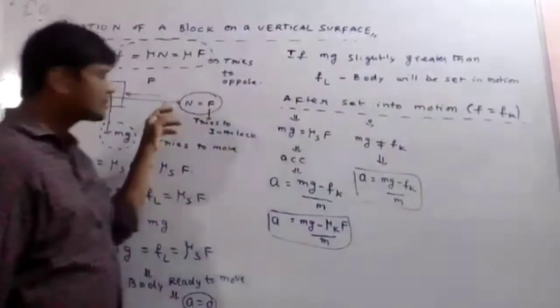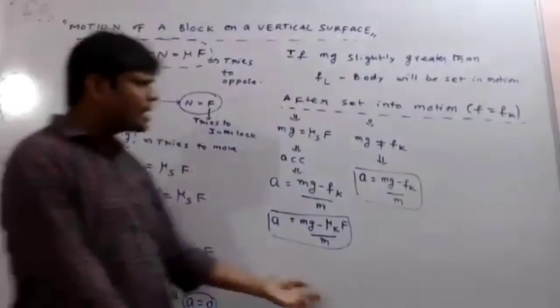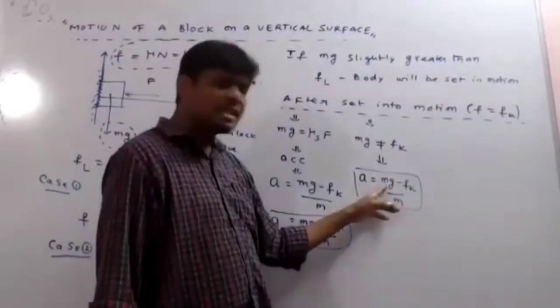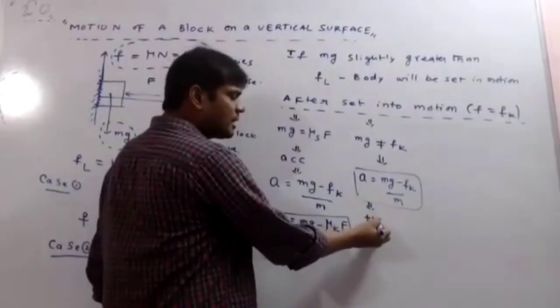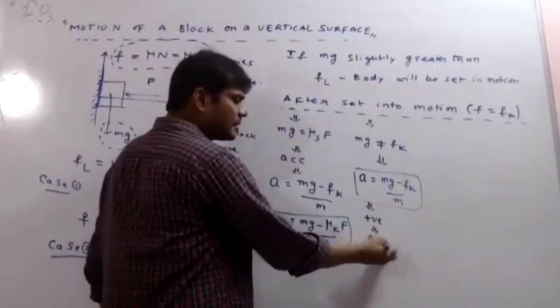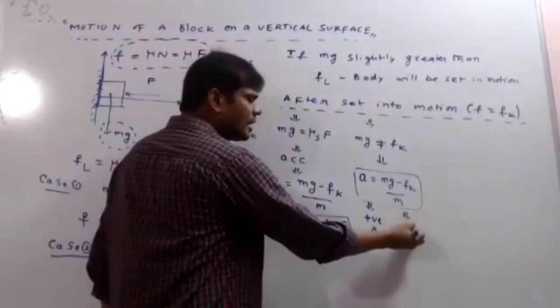Calculate. So it may be equal, or you don't need all that. Suppose mg is more, then what happens? It accelerates. If it is positive, it accelerates. If it is negative, it retards.